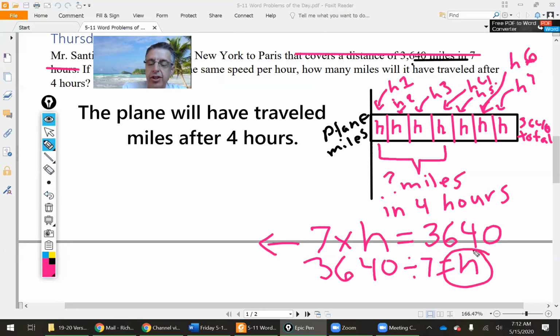Once I know H, then what I can do is multiply H times the number of hours I need to know, 4 hours. H times 4 is going to equal our question mark. So I'm going to be taking 3,640 divided by 7, which is the number of hours, and that's going to equal H. And then I'm going to take H times 4 equals question mark. So I'm going to erase all this stuff here and give me some room to do that. I'm going to pause the video while I clear this all out so you can see what I'm doing.